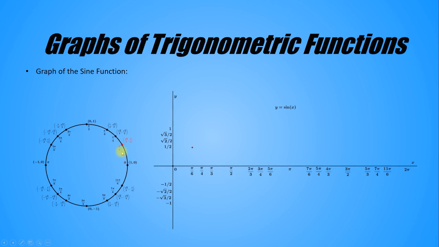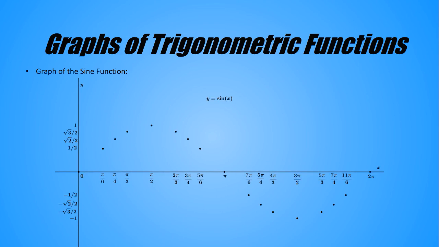Let's move on to the angle pi over 6. The sine of pi over 6 is 1/2. So the next point on the graph of the sine function is pi over 6, 1/2 right here. Let's move a little faster now. Next up is pi over 4, then pi over 3, then pi over 2. And I think you get the picture. So I'm just going to fill in the rest of the points, like so. To fill in the gaps for the angles that aren't on the unit circle, we'll thread a smooth, continuous curve through our points, like this.